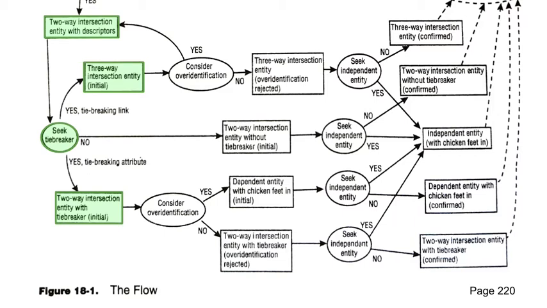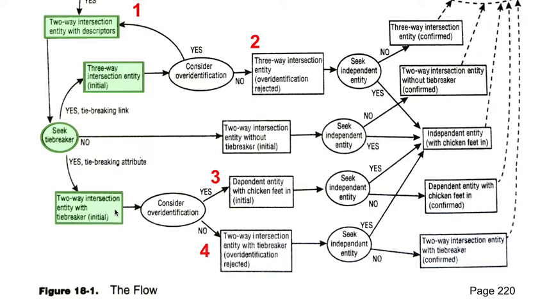We reached both examples as a result of seeking a tiebreaker. In both cases, the next step is to consider overidentification. You can see there are 4 possible outcomes from this exercise. From the 3-way intersection entity, we might return to another 2-way intersection entity with descriptors, or we might reject overidentification. From the 2-way intersection with tie-breaking attribute, we might evolve to a dependent entity with chicken feet in, or we again might reject overidentification. We'll go over all 4 of these outcomes in this video.